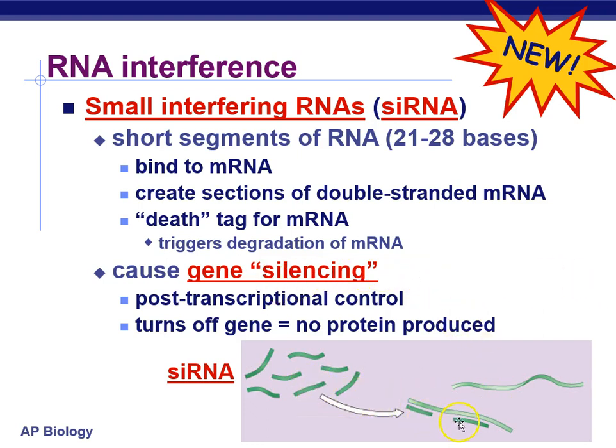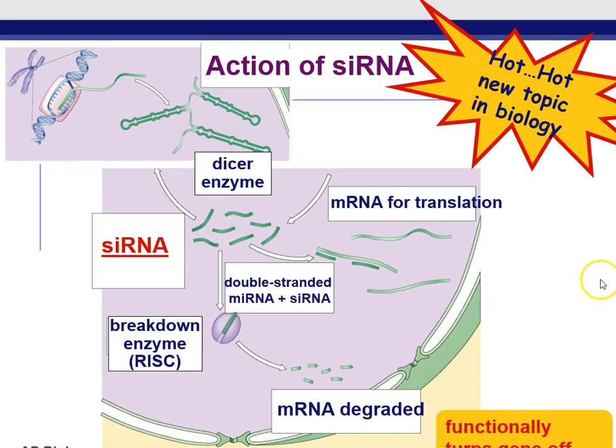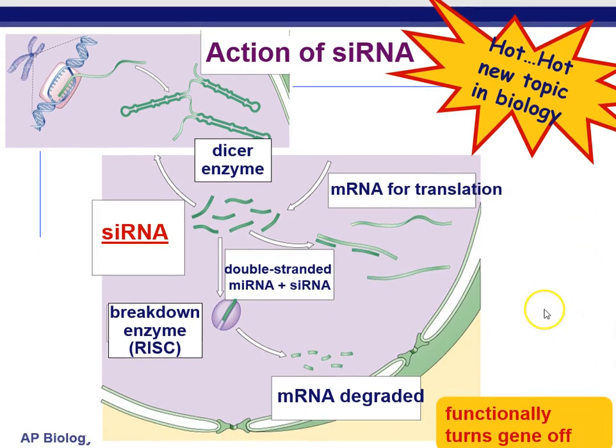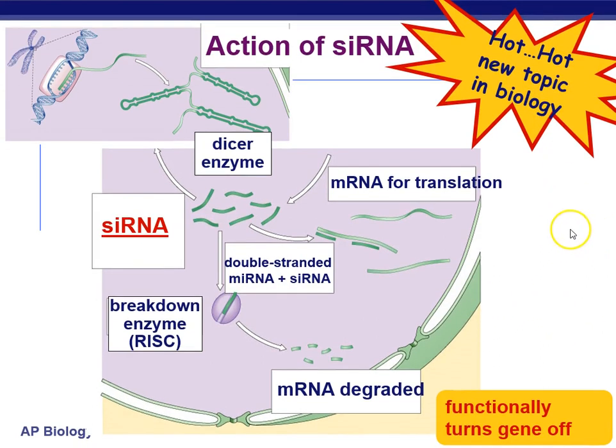So in the picture down here, the long green strands are the mRNAs, and the short green strands are the small interfering RNAs, or siRNAs, that we see can bind to our mRNA transcript and therefore block ribosomes from reading it, and therefore block the making of proteins. It can also cause RNA to be degraded as well, functionally turning off our genes. Like it says, it's kind of a hot, newer topic in biology.